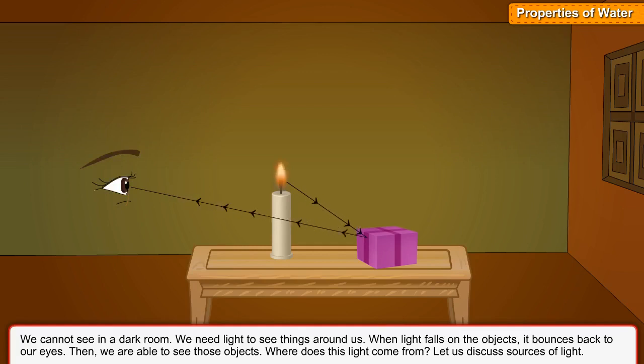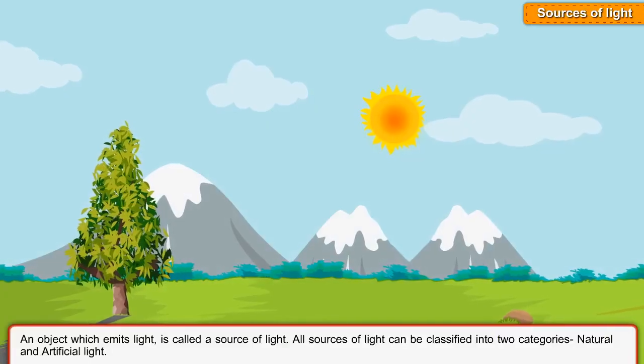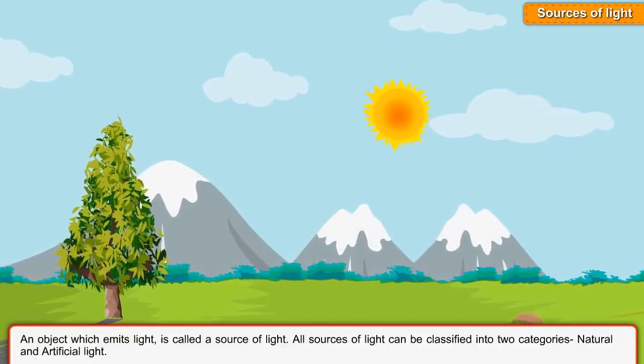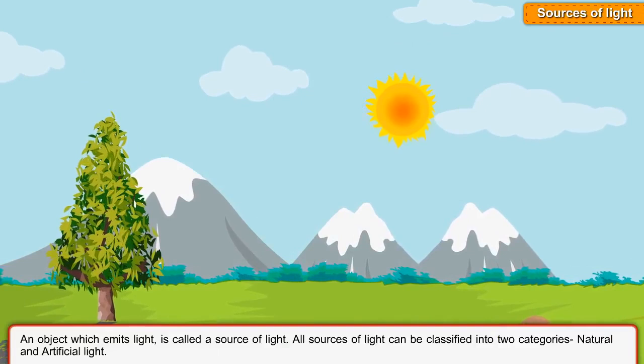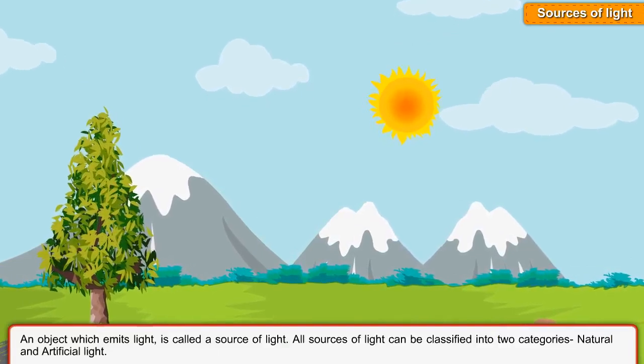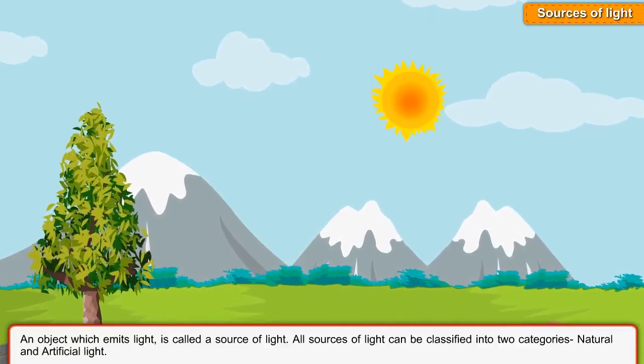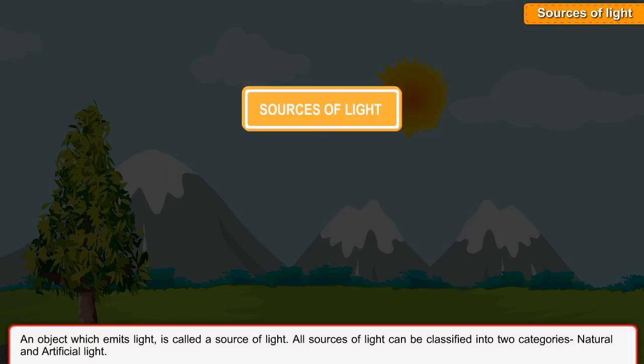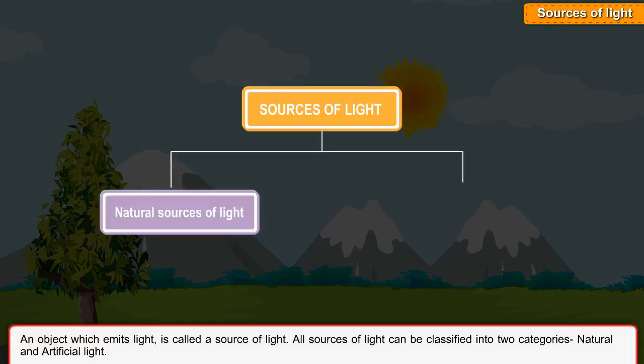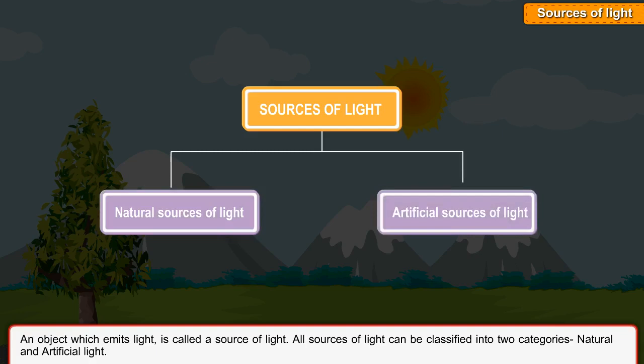Where does this light come from? Let us discuss sources of light. Sources of light. An object that emits light is called a source of light. All sources of light can be classified into two categories: natural and artificial light.